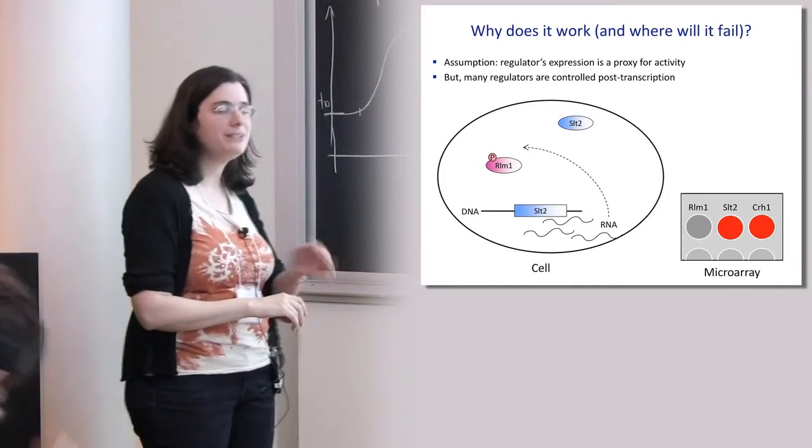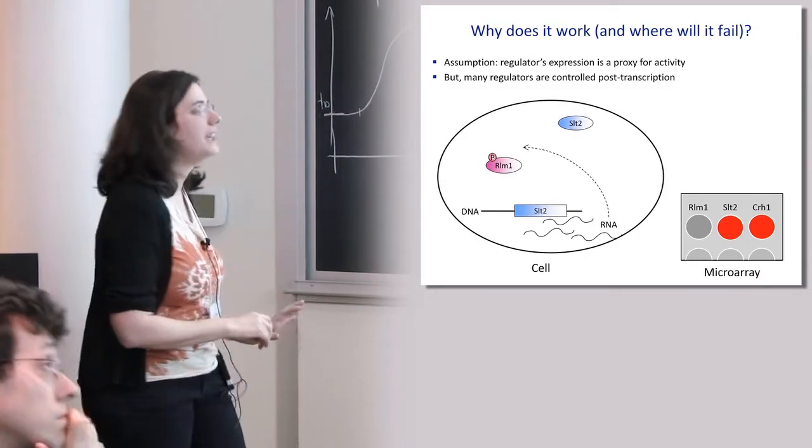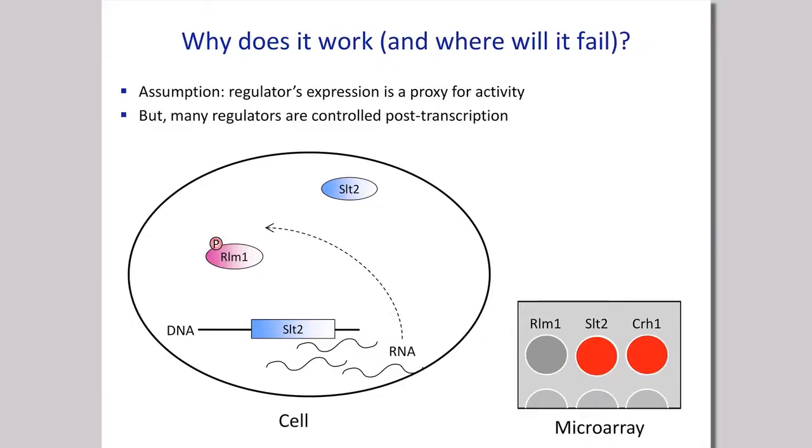I'll just zoom into one slide to show you that this actually works in animals. Why does this work? This should have failed miserably. Okay? We made a big assumption. We said that the expression level of a regulator is going to be a proxy for its activity. But we knew before we ever started this study that this is not correct in biology.